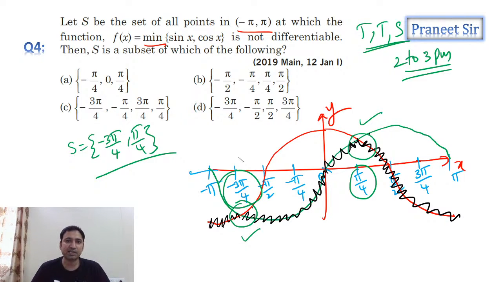So this is a subset of which of the following sets he is asking. So this is a subset of the third option. So the third option is correct, guys. Clear now? So the third option is correct. Chalo, let's move to the next question.